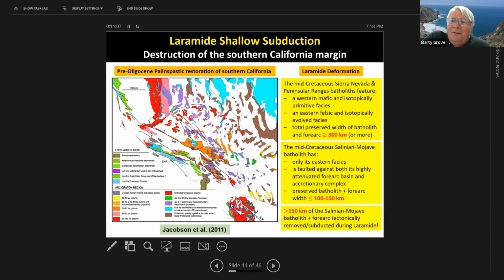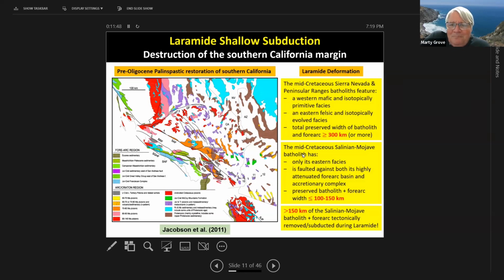This has been a widely acclaimed feature of these batholiths going back many, many decades. In the Salinian region, what we have in terms of magmatic rocks are really only the eastern facies. As you get up toward Point Reyes and Bodega Head and other areas, you start seeing more typical rocks that characterize the mafic western domains of the Sierra Nevada and Peninsular Ranges batholith. But for the most part in Salinia, you see relatively evolved rocks.